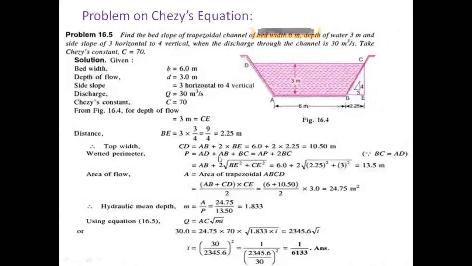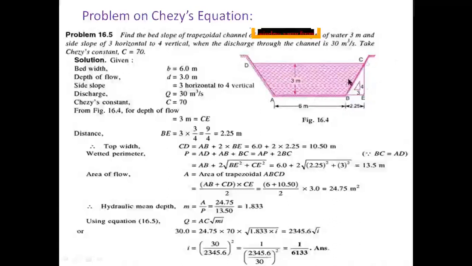Now that we have the top width of the channel, find out the wetted perimeter of the channel. The formula for the wetted perimeter is AD plus AB plus BC. Here BC equals AD, so we write it as 2 into BC. Finally we get AB plus 2 BC.